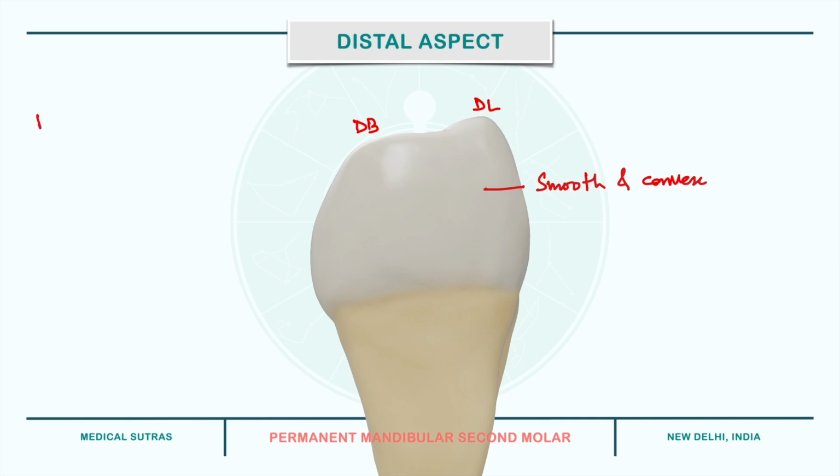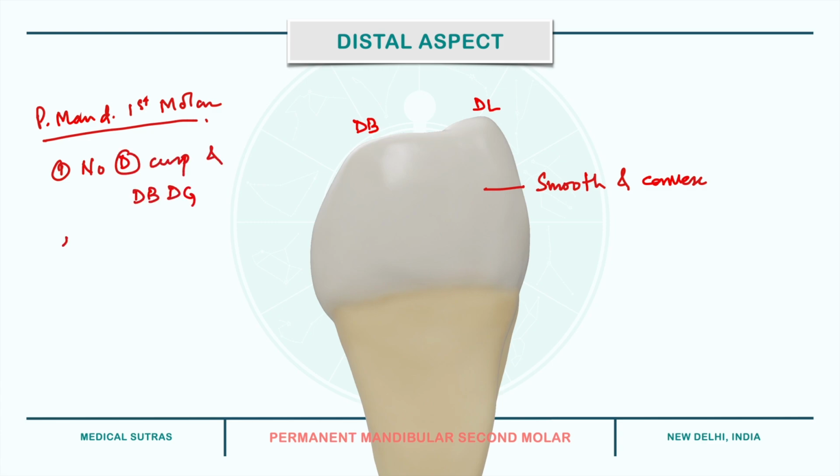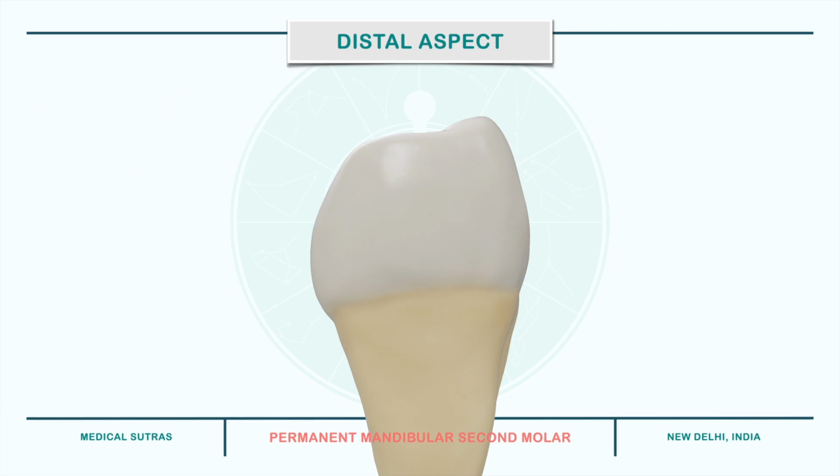Compared to permanent mandibular first molar, there is no distal cusp and distobuccal developmental groove. Also, the distal contact area is at the center of the distal surface. That is, the distal contact area, similar to mesial contact area, is at the center of the surface both buccolingually and occlusocervically. Now coming to the crown outlines.